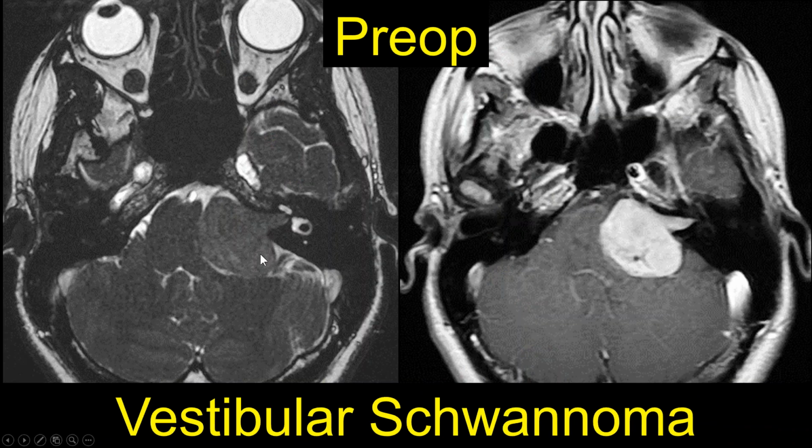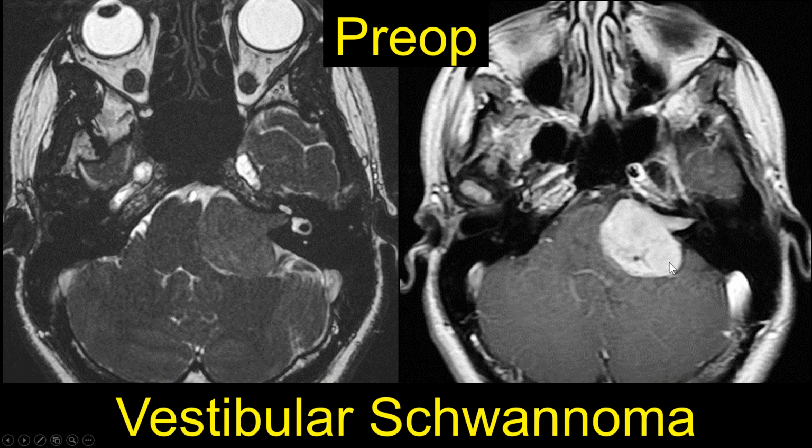So we see a lesion within the internal auditory canal and the cerebellopontine angle, and we see how some of the cranial nerves are draped over this lesion, and it's avidly enhancing. So a lesion here in the CP angle, 80 or 90% of the time, that's going to be a vestibular schwannoma.